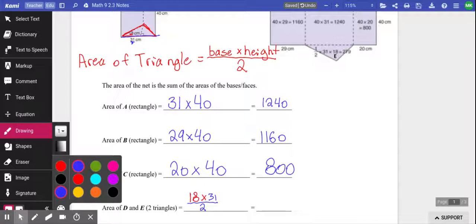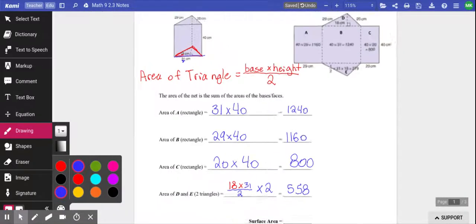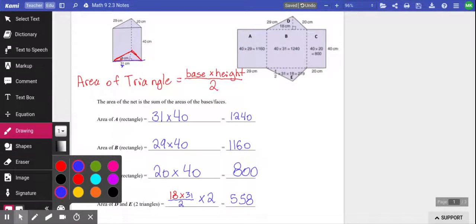Now, because we have two triangles and the triangles will be identical, what could we do to figure out the other triangle really quickly? Yeah, times by 2. So this is the area of one triangle, times by 2, because I have two triangles. If you put that into your calculator, 18 times 31 divided by 2 times by 2 is 558. 279, and then double it, because we have two triangles, would be 558. So in other words, you could just not divide it by 2, and not multiply it, because they're opposites of each other.